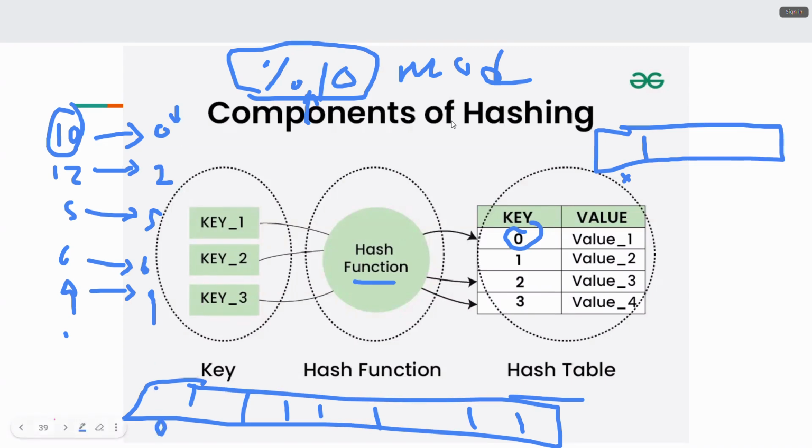So at the 0th index we store 10. At index 2 we store 12. At the 5th one we store 5. And at the 9th index we store 9. And likewise. Okay, so say we need to find 5.